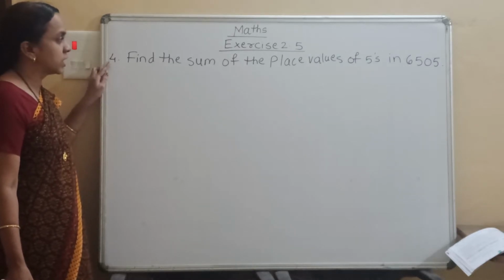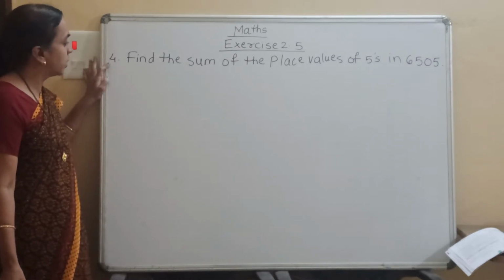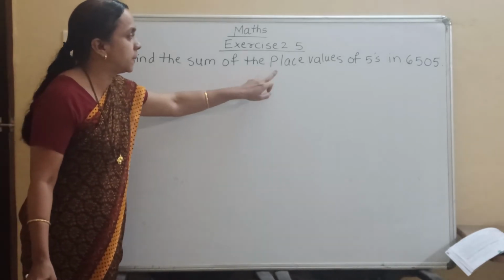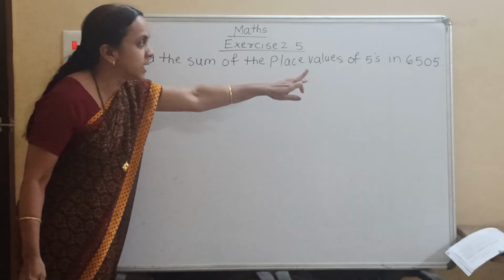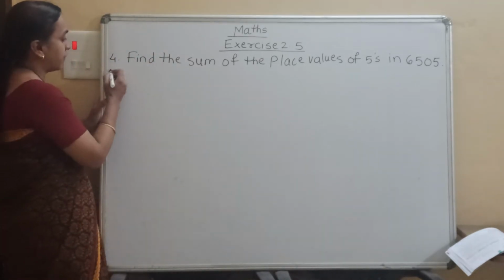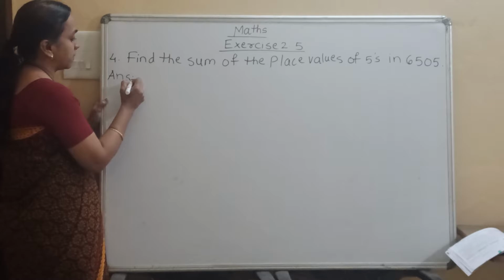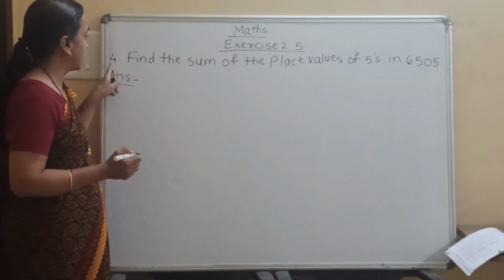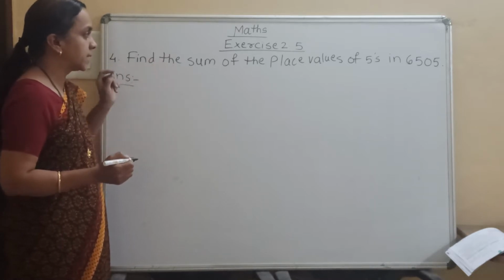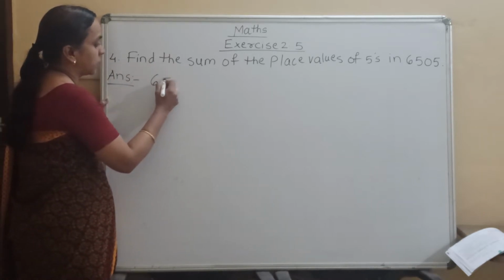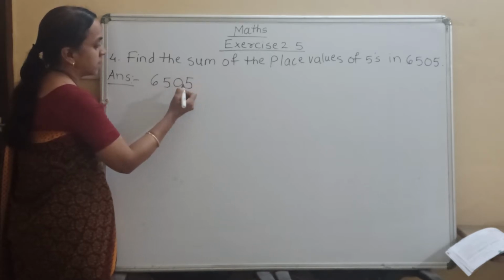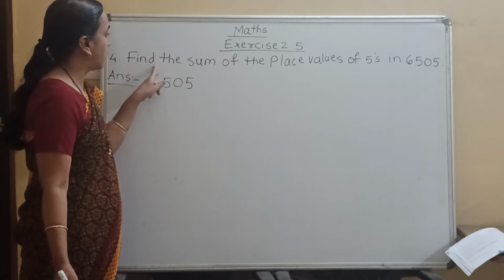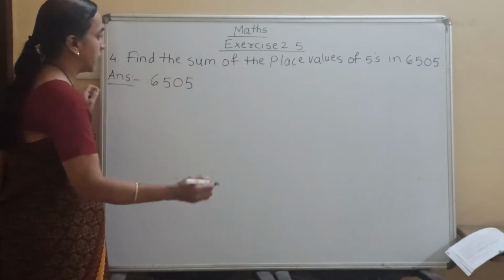Now see the fourth question. This fourth question you have to write down in your notebook. Find the sum of the place values of 5s in 6505. You will write down everything as it is in your notebook. Write down exercise 2.5, this question number 4, like this. So what is given here? 6505. And what is the question? Find the sum of the place values.